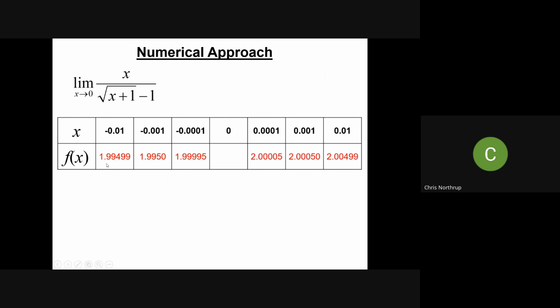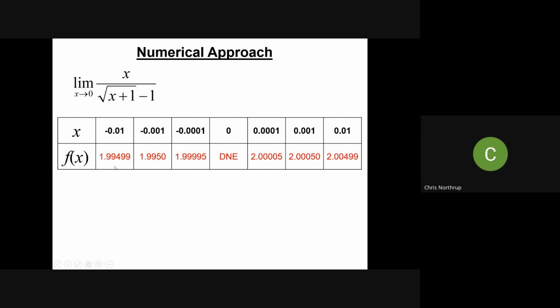So let's take a look. 1.995 about, and then another 1.995, even closer, then 1.99995. So I don't know about you, but to me, it looks like these are getting closer and closer to 2. And then from the right, 2 and some change, 2 and less change, 2 and even less change. So even though at 0, if I was to plug that in, I would have 0 divided by 0, which is not really making any sense. That doesn't exist at 0.